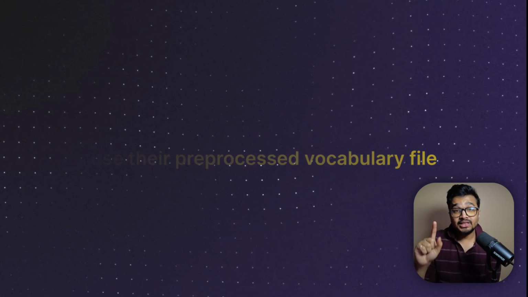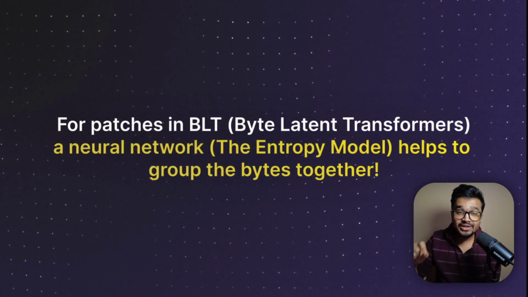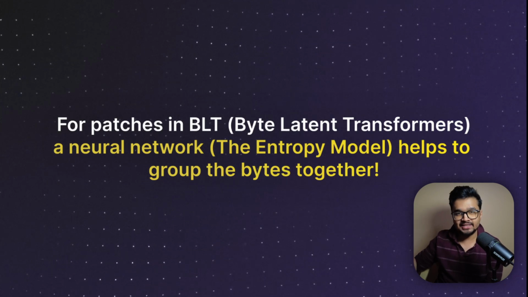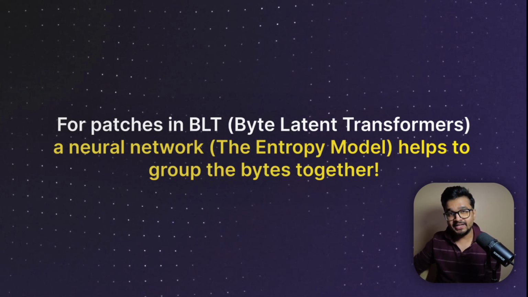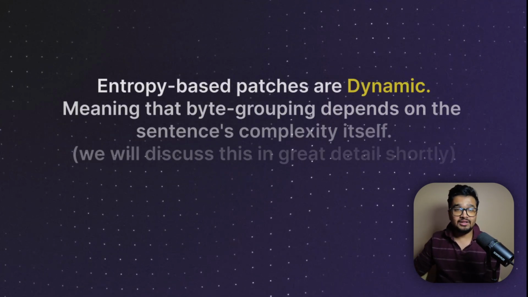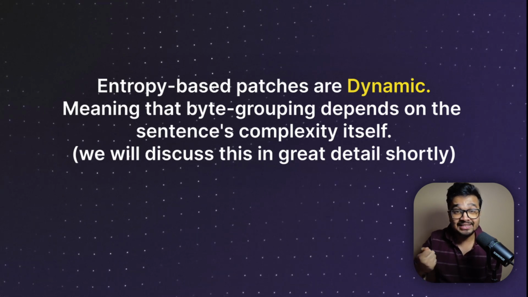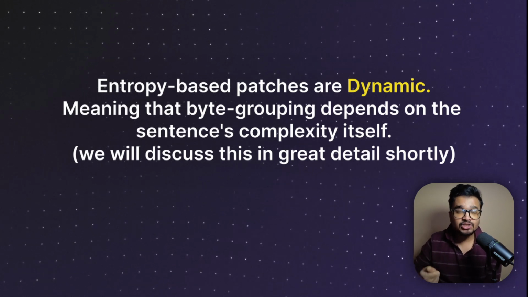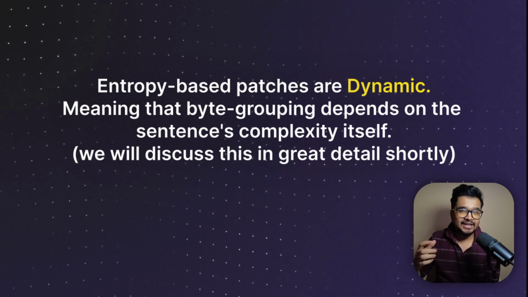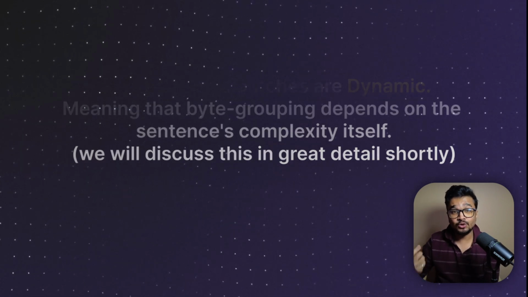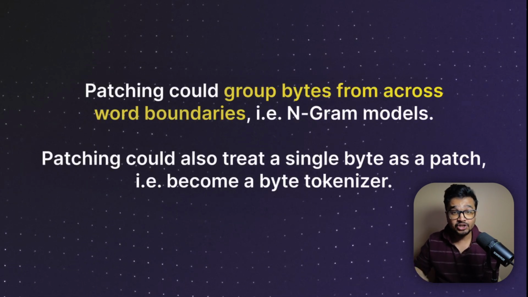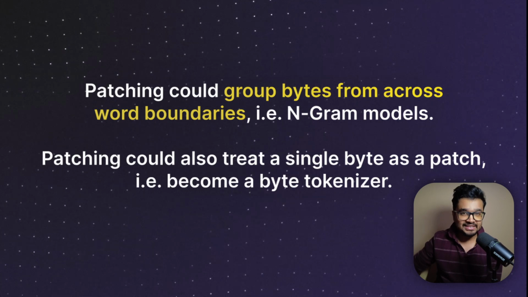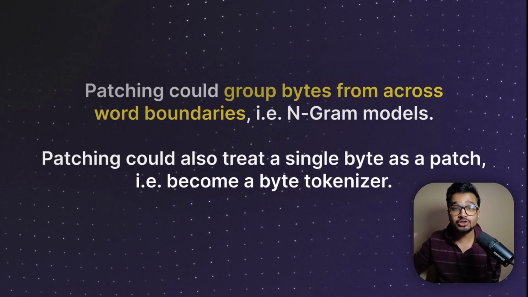The difference with the patches in BLT is that a neural network helps to do this patching, and it is sentence dependent. By using the entropy model, the grouping of different bytes is dynamic, meaning it depends on the sentence itself. There is no additional vocabulary here, so depending on the sentence, the entropy model could decide how to patch it, including grouping across word boundaries.